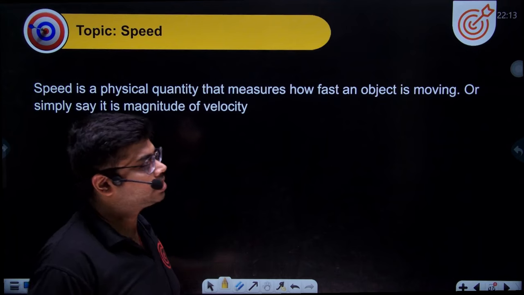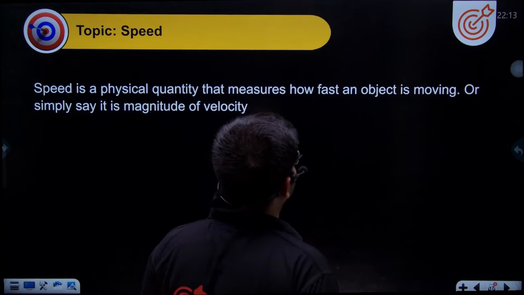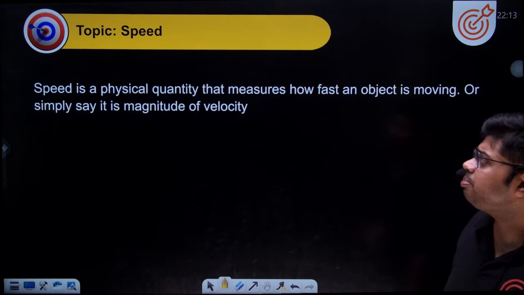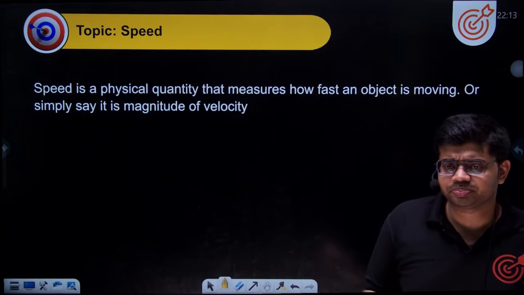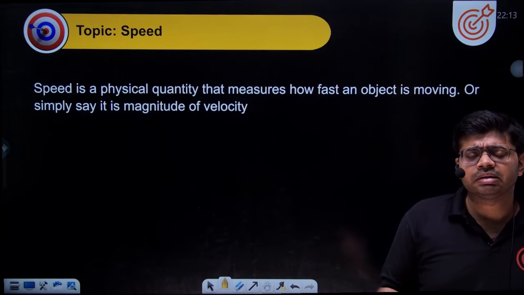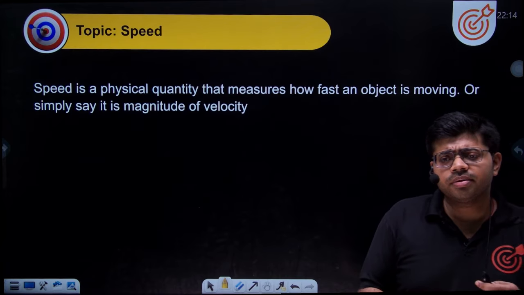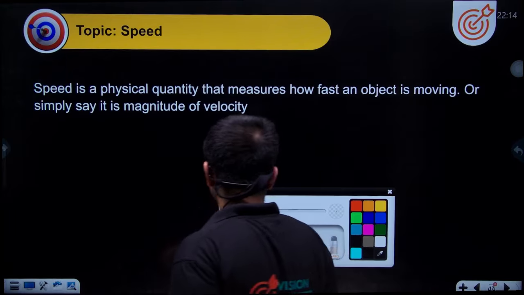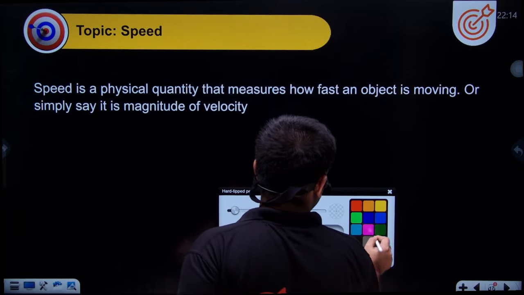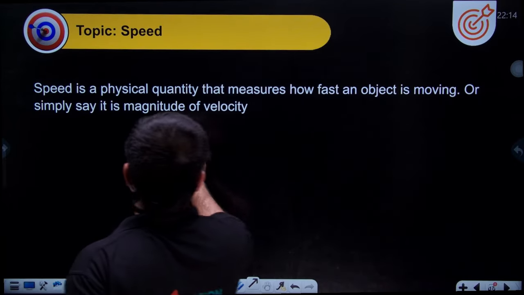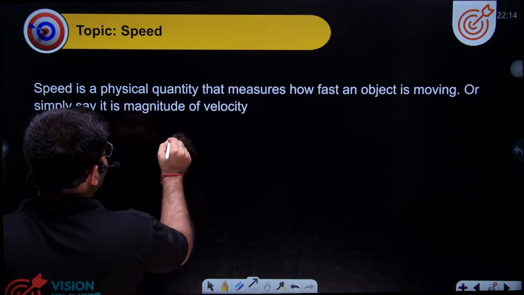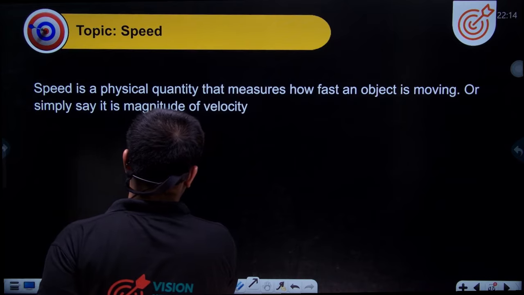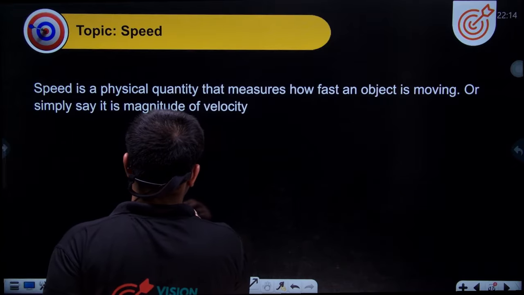Now what is speed? Speed is a physical quantity that measures how fast an object is moving. Or simply, it is the magnitude of velocity. So speed means how fast its position is changing with respect to time. Suppose we are plotting a graph here.